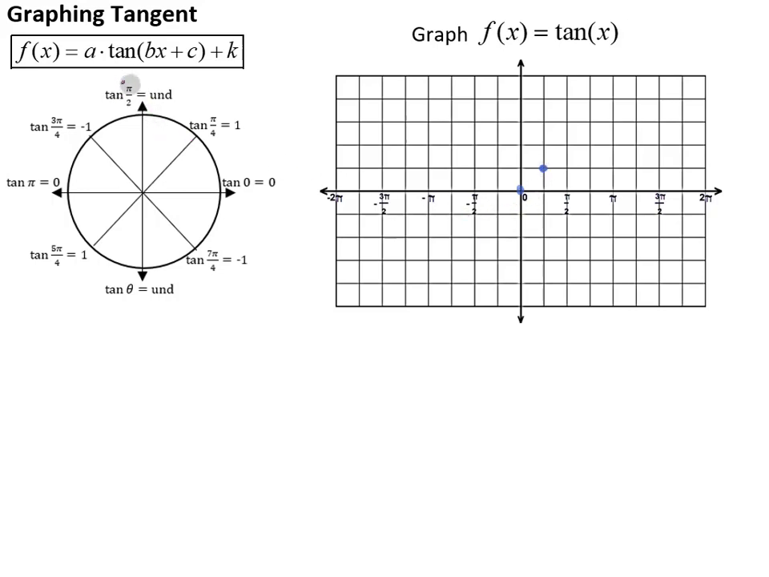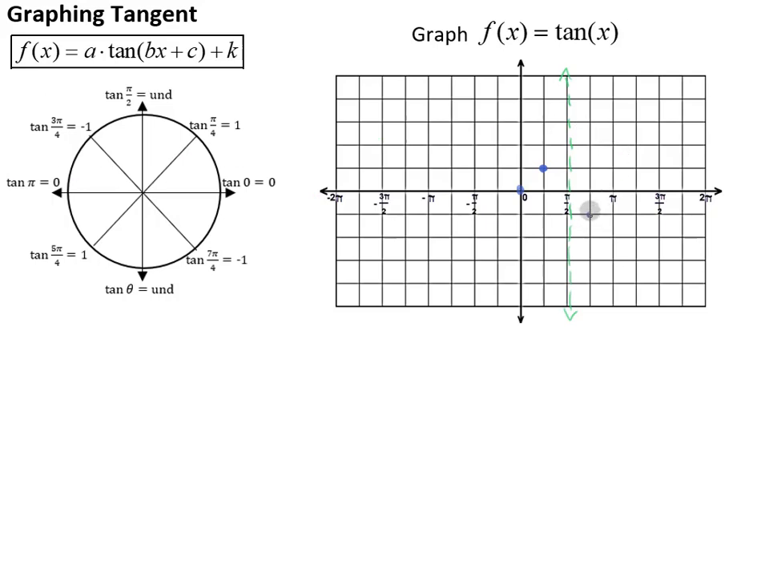However, note that when we get to pi over 2, 90 degrees, remember tangent was undefined there. The reason it was undefined is we were dividing by 0. And what does that turn into graphically? A vertical asymptote. So we end up having a vertical asymptote here at 90 degrees. Then at 135 degrees, 3 pi fourths, we're at negative 1.